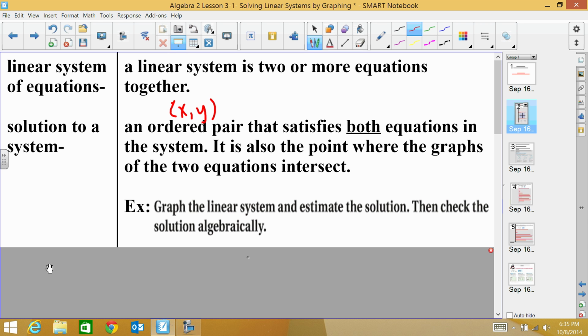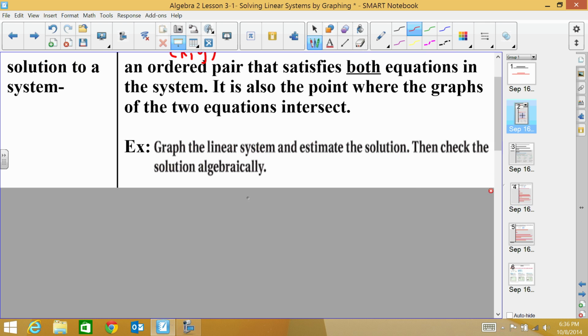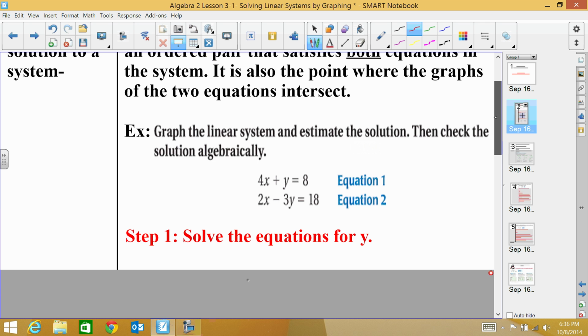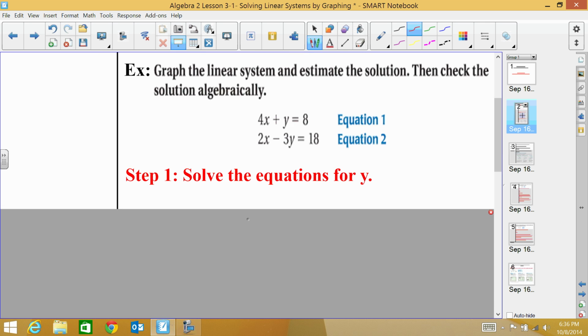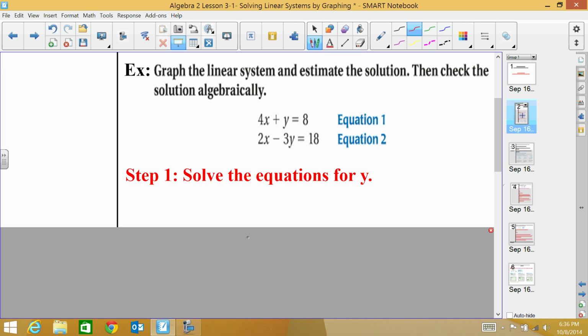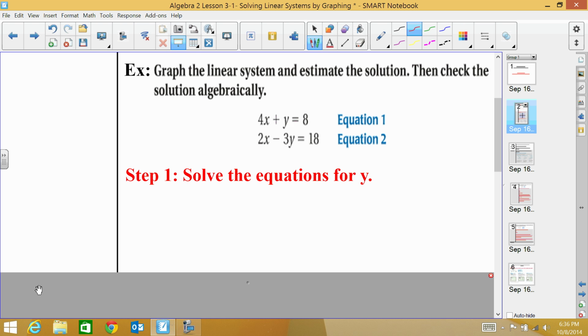So it says graph the linear system and estimate the solution. Then check the solution algebraically. So we're going to start by graphing this system. We have 4x plus y equals 8 and 2x minus 3y equals 18. Well, I can't graph those as they are right now, so I need to solve the equations for y. So first I would have 4x plus y equals 8, and I would subtract 4x from both sides in order to get y by itself. So I would get y equals negative 4x plus 8.